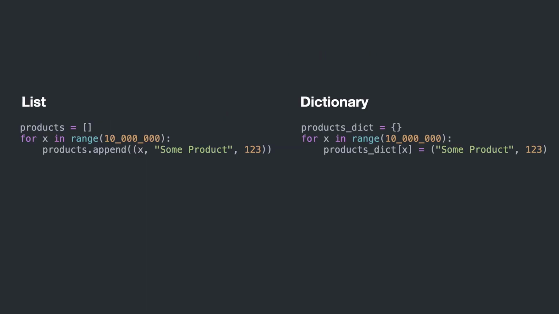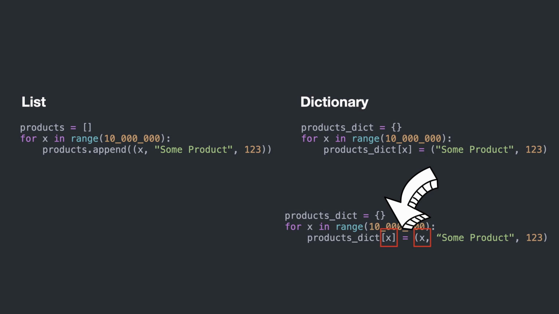The second thing to think about is the following. The list stored a tuple, including the product ID. The dictionary separated the ID to use as the dictionary key. If you need the product key later, you might have to use it as key and keep it in the tuple. The list variant does not have this problem.